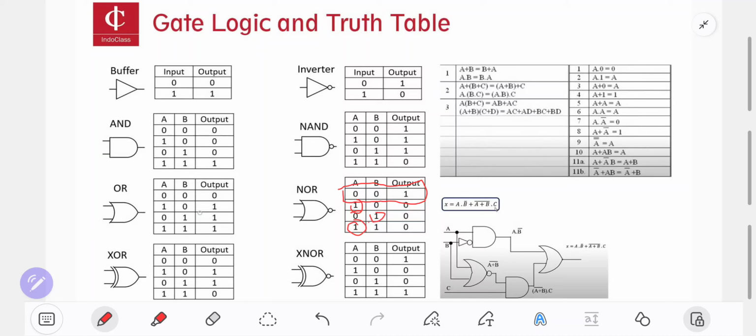If you compare with OR gate logic, if the input is 0 and 0, the result is 0. But in NOR gate logic, the output is 1 if all the inputs are 0.